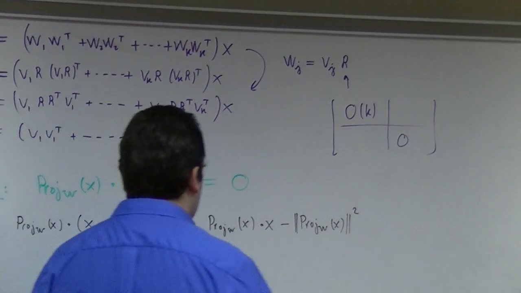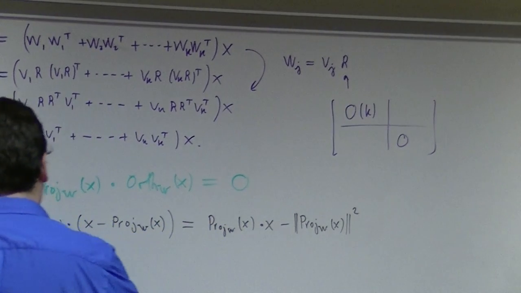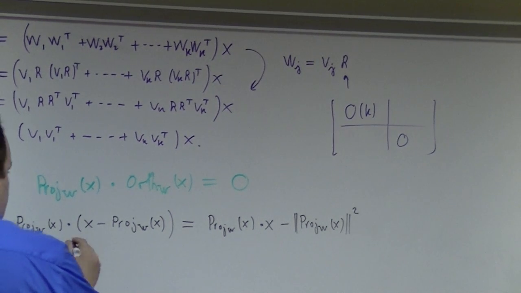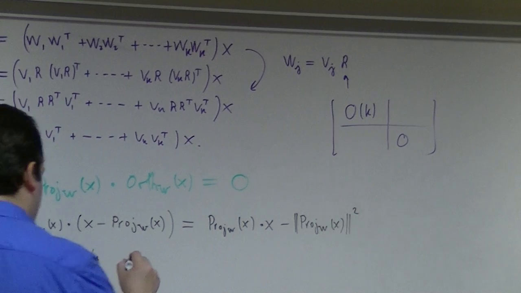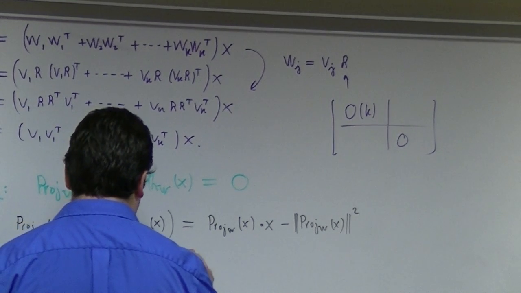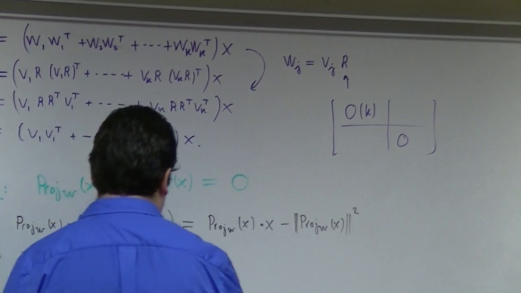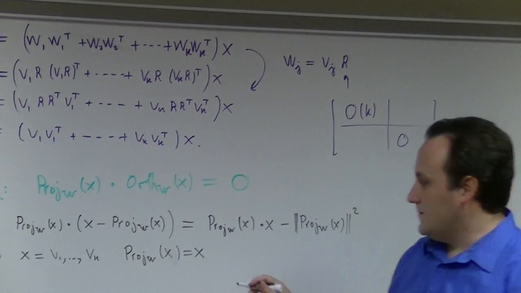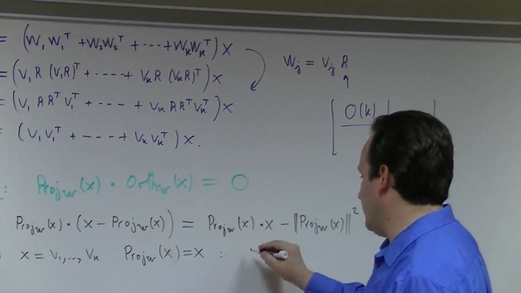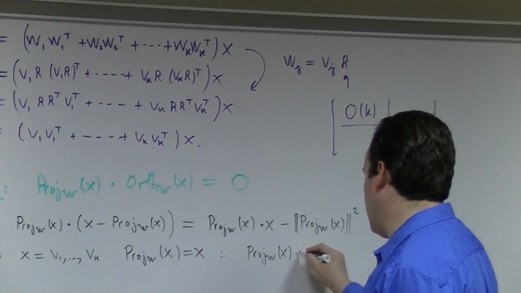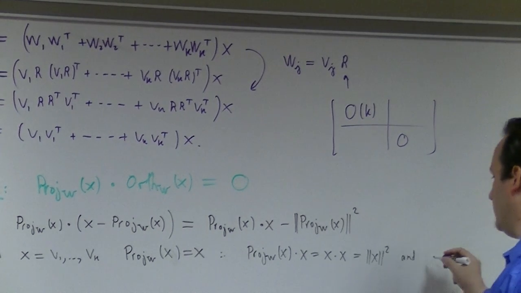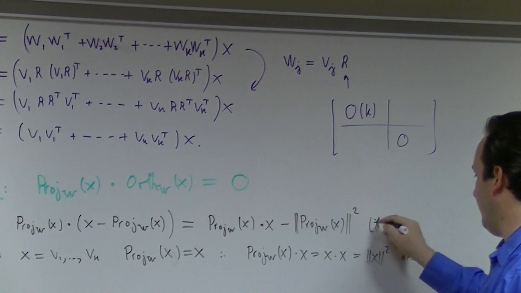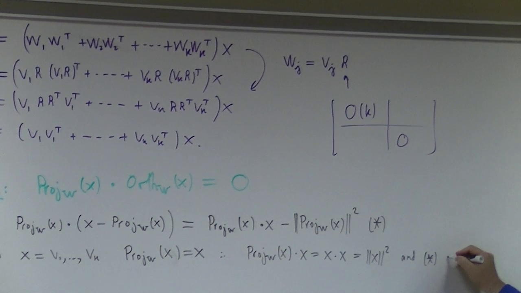Let's see here. Consider if x is in the span of v1 through vk. Then the projection onto W of x is just equal to x, by the construction of the projection. So therefore, we get the projection onto W of x dot x is just equal to x dot x, which is equal to the length of x squared. The above, we call this thing star. So star becomes just length of x squared minus length of x squared, which is equal to 0.